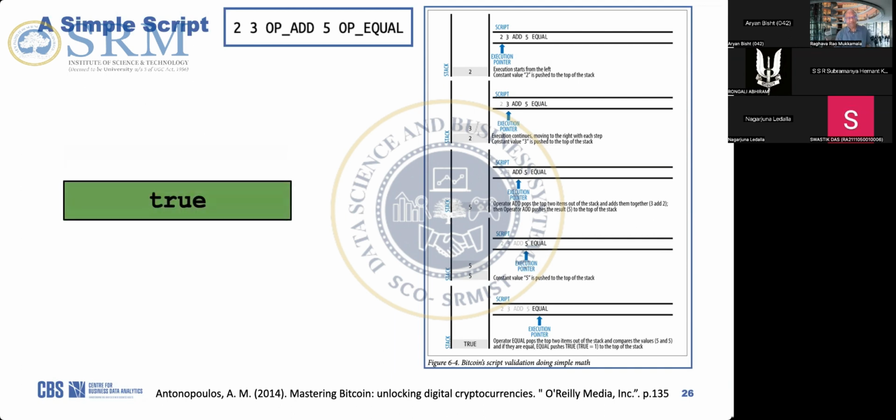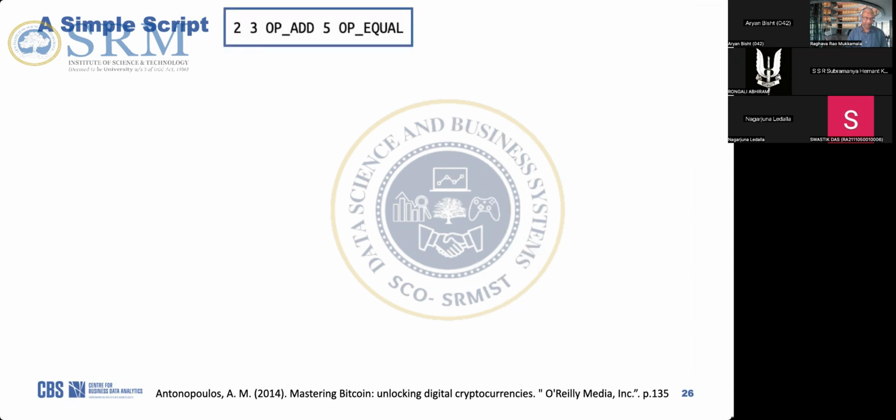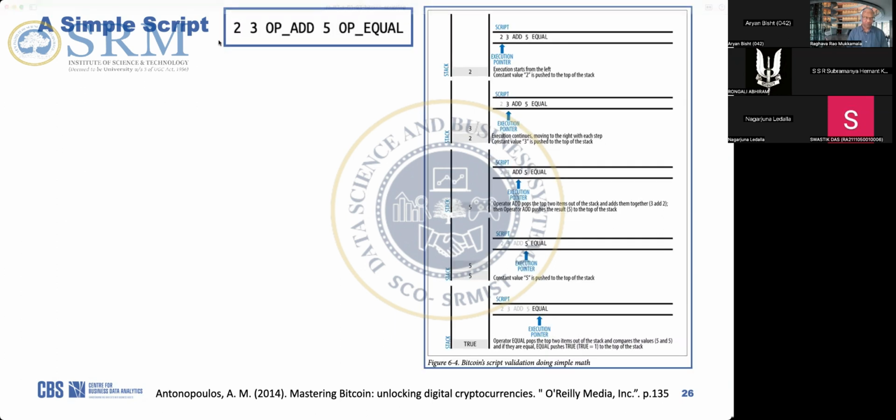Right. So I will run the animation one more time so that we can understand what's happening. So what we want to do is execute this: 2, 3, op add, 5, op equal. So basically trying to verify whether 2 plus 3 is 5 or not, right? This is a sequence-based execution language, so it will start from left to right.